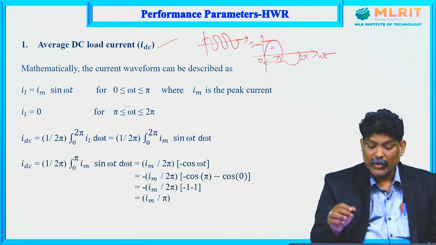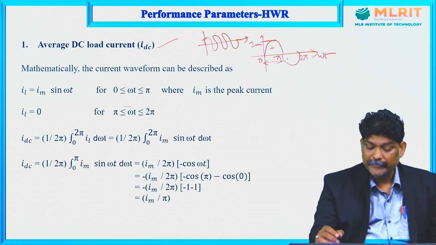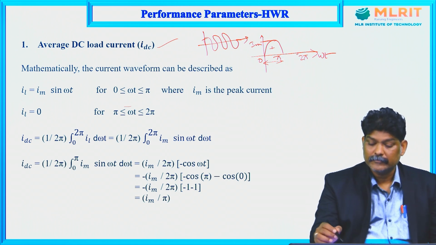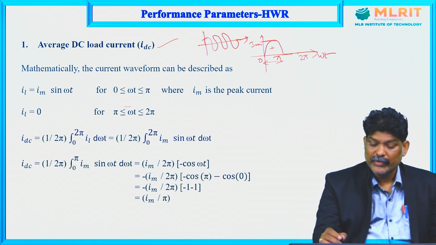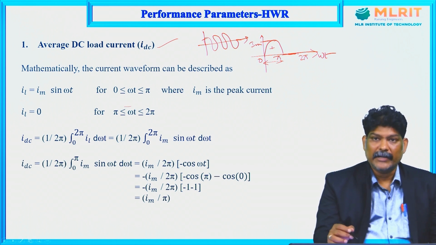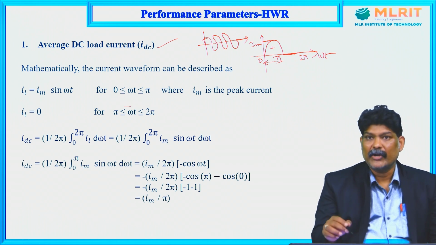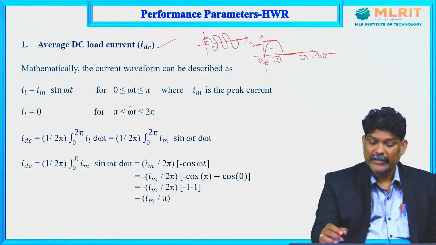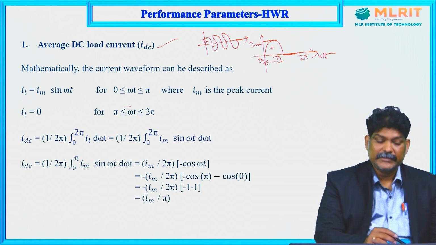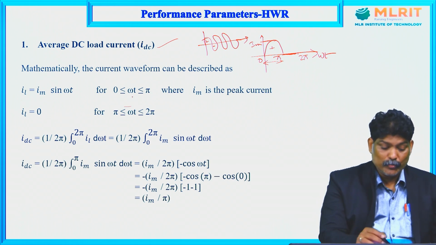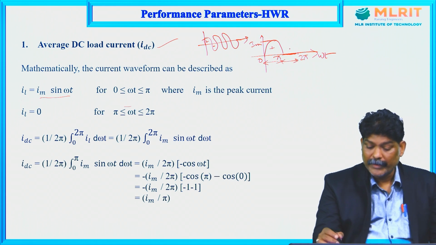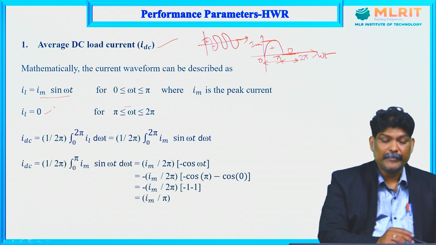Because the output of the half wave rectifier is this one. During the negative half cycle the diode does not conduct. The diode is reverse biased during the negative half cycle of the input signal. Therefore, we can represent the current through the diode from 0 to pi as Im sin omega t, and from pi to 2 pi it is 0. So hence we have represented it like this.